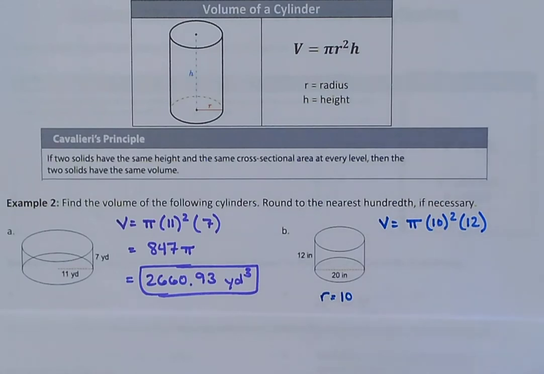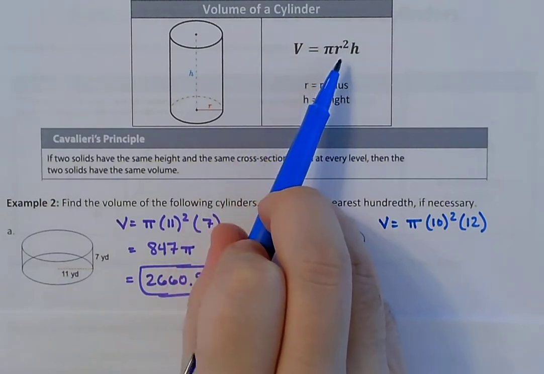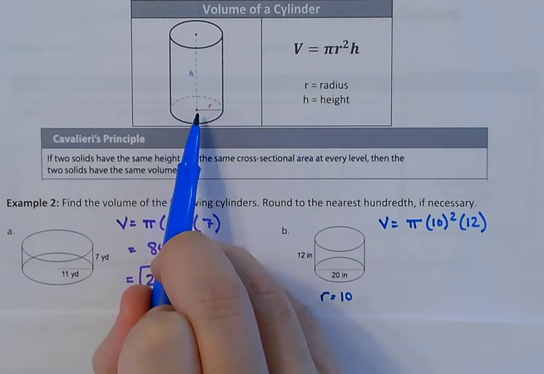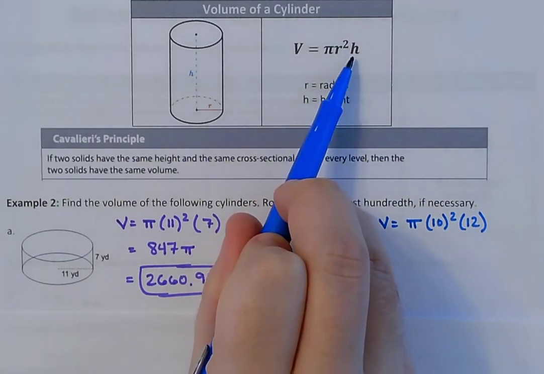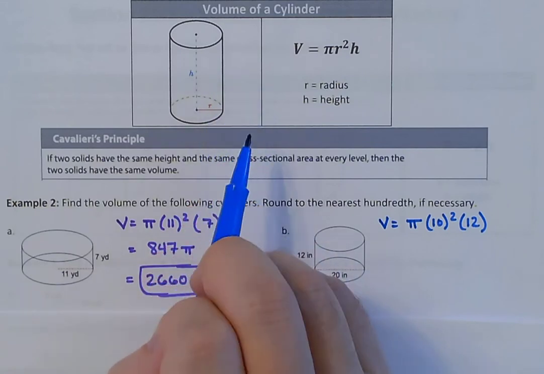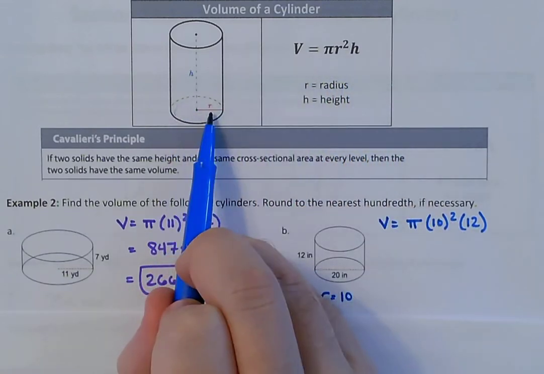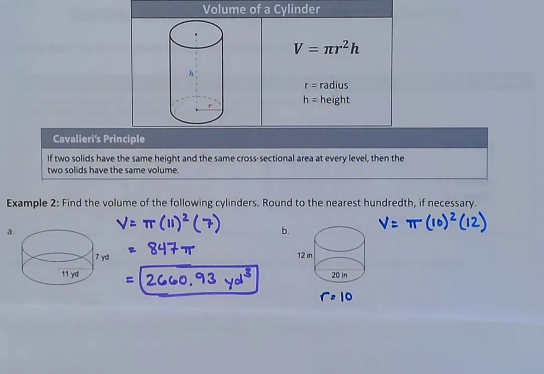Now, one thing I want to note: if you think about what we talked about with prisms, prisms were the area of the base times the height. What we're doing here with the volume formula of the cylinder is finding the area of the circle, so the area of the base, because the area of a circle is pi r squared, and then we're multiplying it by the height of the cylinder, like we multiplied by the height of the prism. So we're doing the same thing: finding the area of the base and then multiplying by the height. It's just that our area formula is pi r squared for the circle.